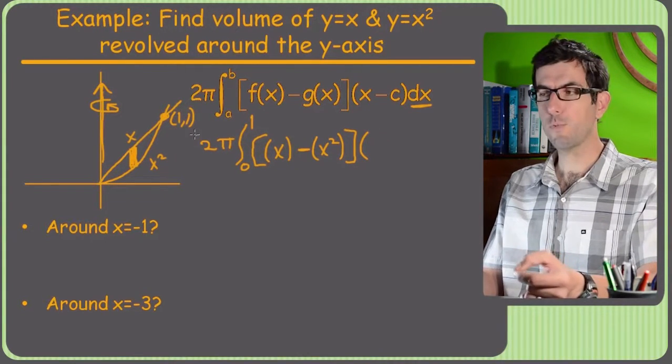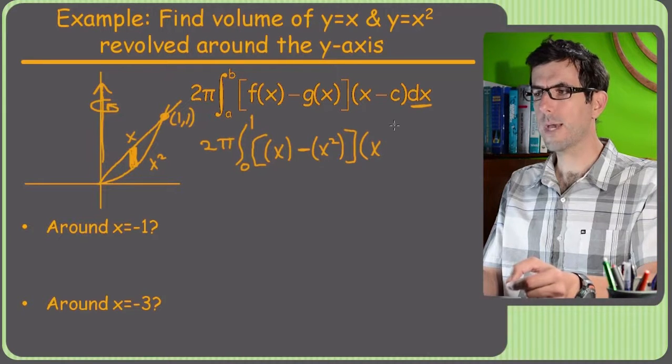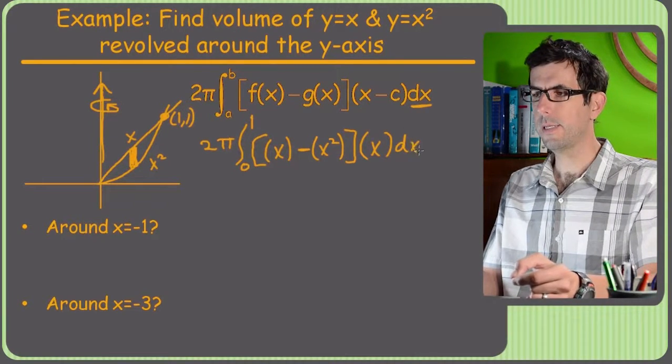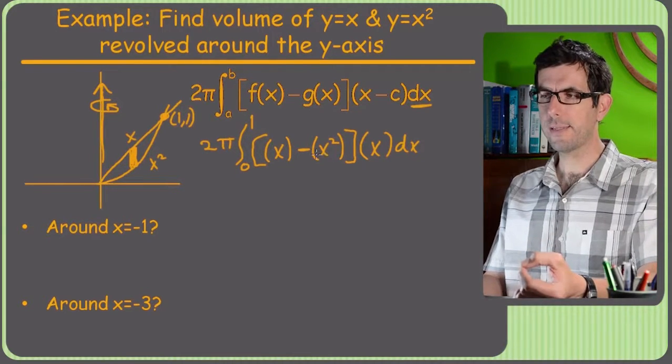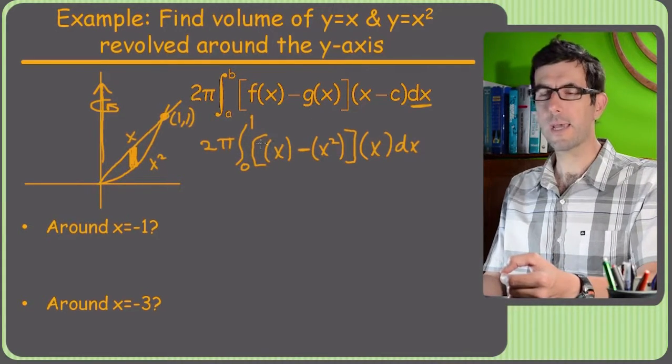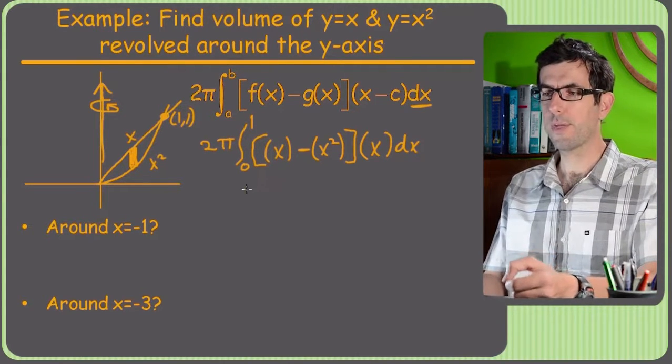Alright, now for the y-axis, once again c equals 0. So x minus 0 is just x dx. I have no doubt that anybody who's gotten this far in calculus can probably integrate this. It's a simple polynomial, distributed in the x, and plug and chug through the definite integral.